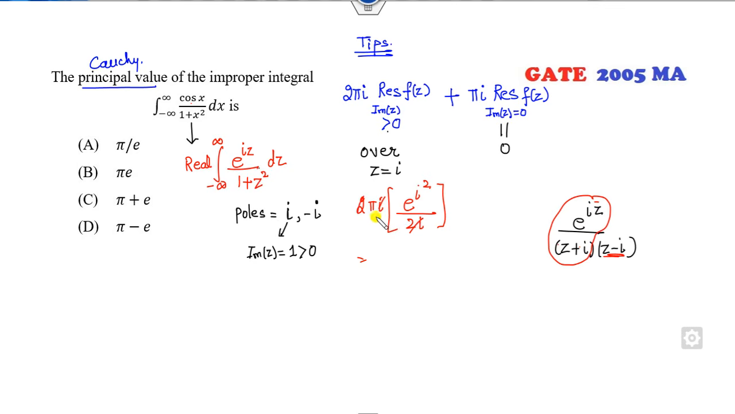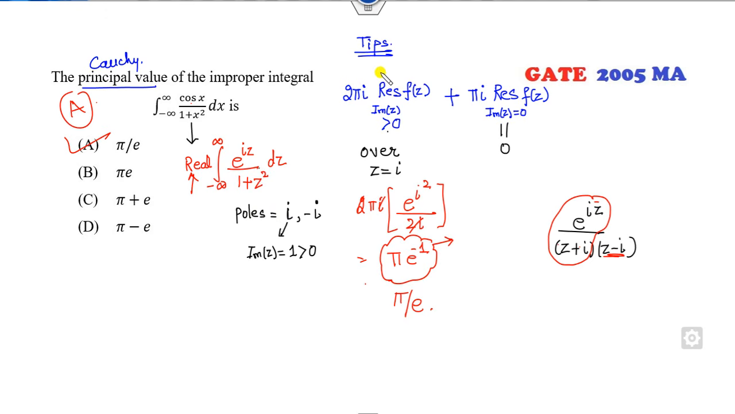So what is that? 2 iota will be cancelled. It's pi e raised to power minus 1. Then we need a real component, so we can equate the real component, although it is purely a real number. So the right answer is pi over e.